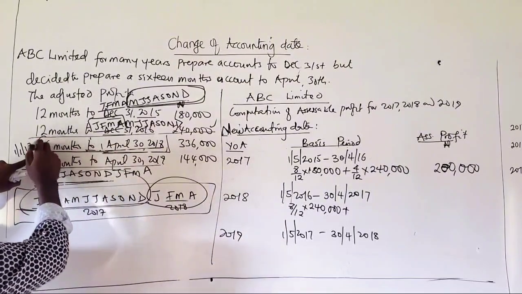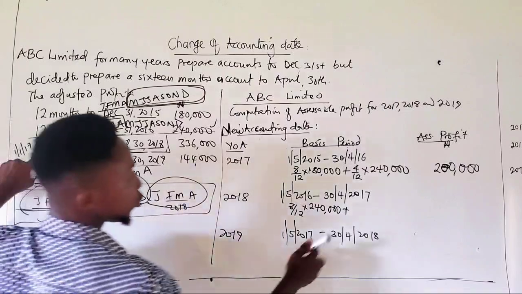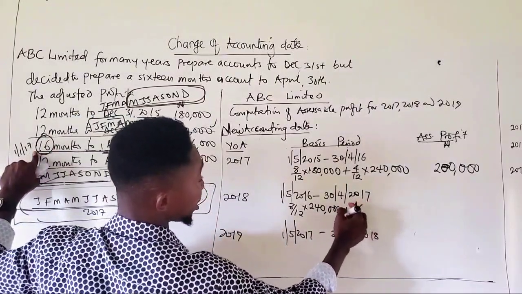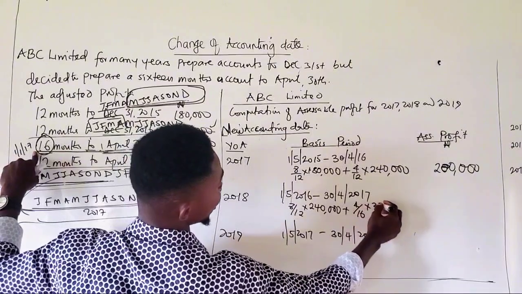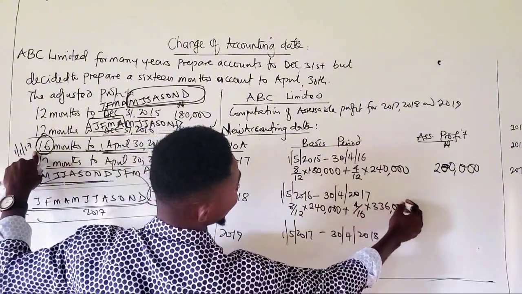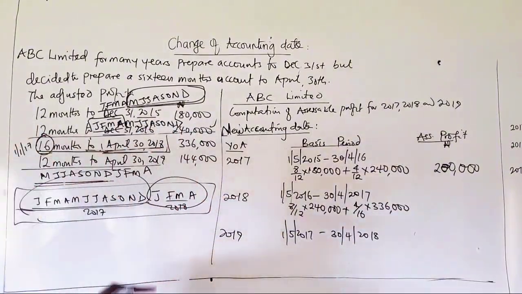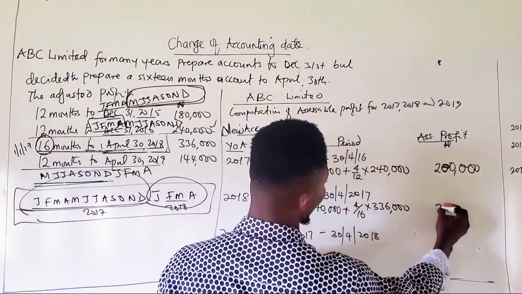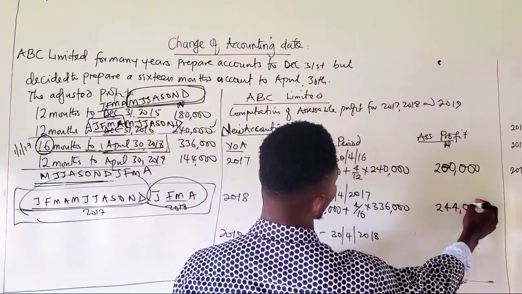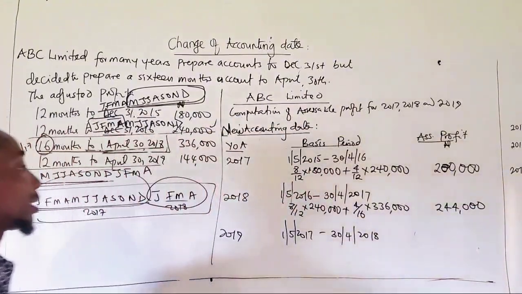A total of how many months here? 16 months period. So plus 4, which is January, February, March, and April, over 16 times 336. Okay, 8 over 12 times 240 plus 4 over 16 times 336 will give us 244,000.